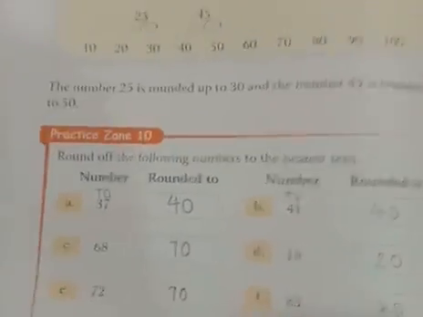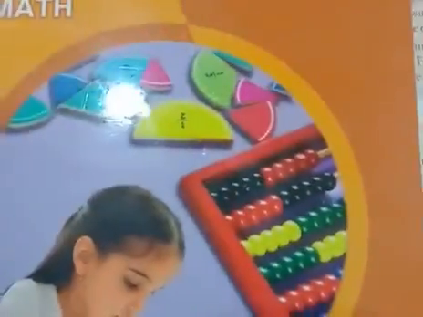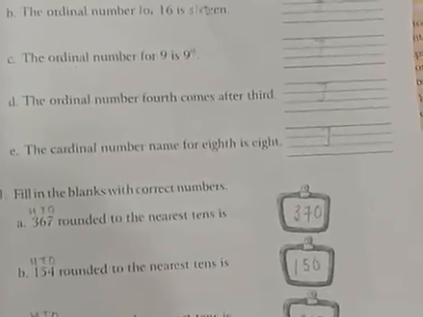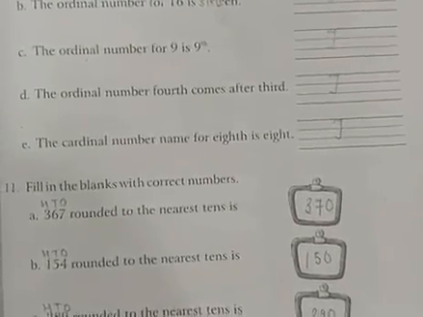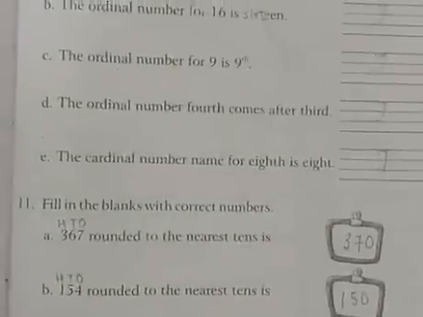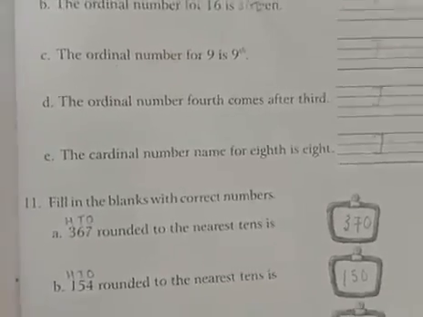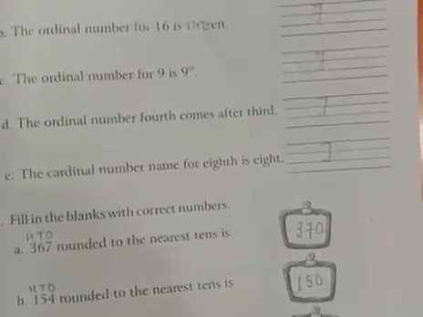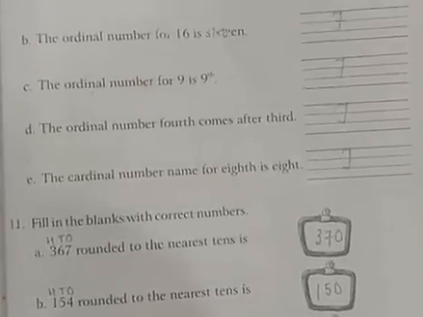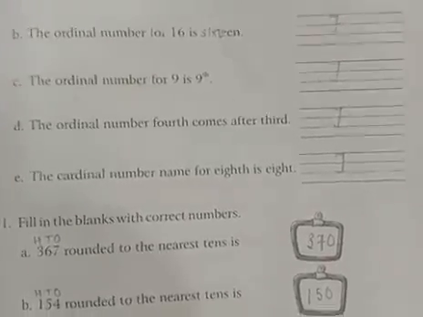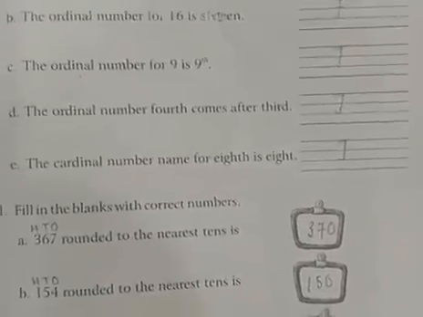Okay, now come to your My Observation book, page number 51. Question number 10. Write true for the correct statements and false for the incorrect statements. Okay, read the first point. The cardinal number for 12 is 11. No, false. The cardinal number for 12 will be 12. Okay, so this statement is incorrect.